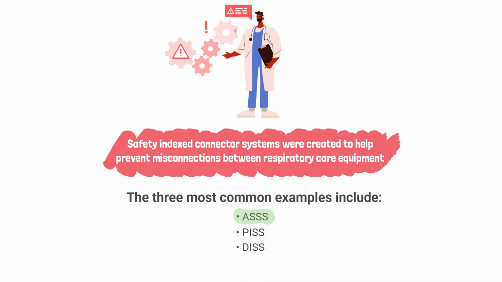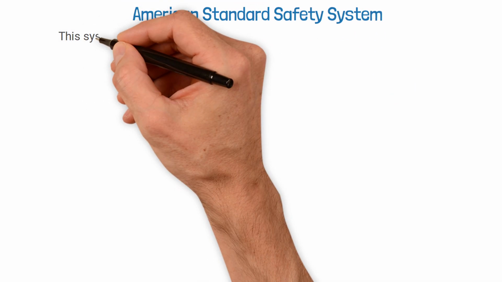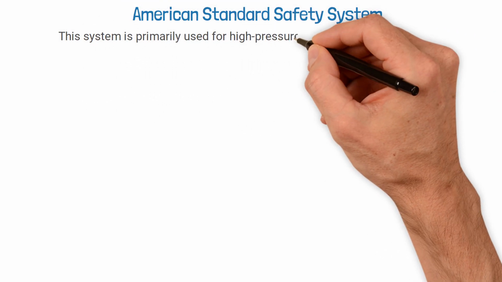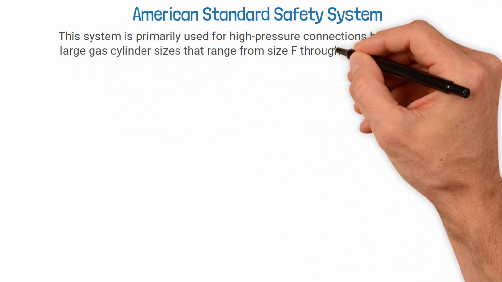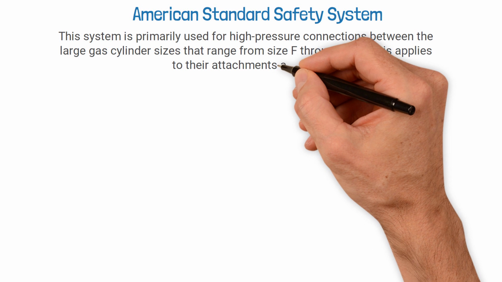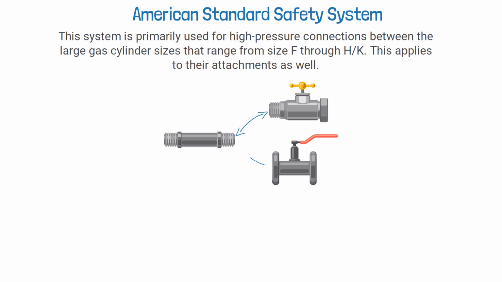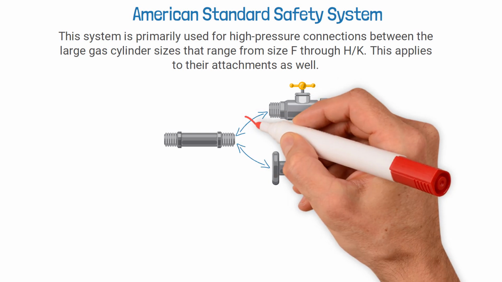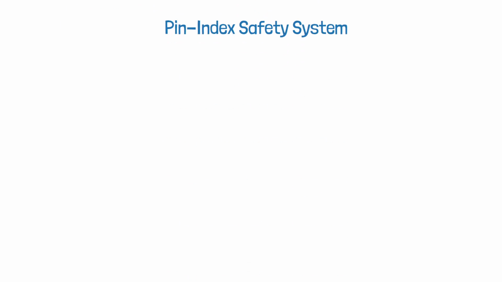ASSS stands for the American Standard Safety System. This system is primarily used for high-pressure connections between the large gas cylinder sizes that range from size F through H and K. This applies to their attachments as well. This system uses unique threading and sizes, which makes misconnections very difficult so that the incorrect gas is not delivered to the wrong patient.